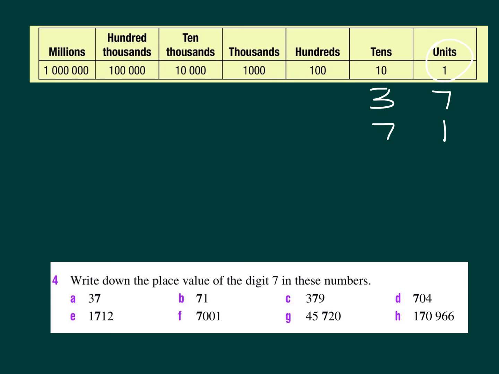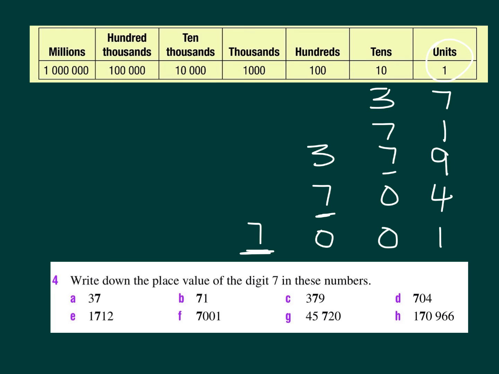What about 379? Place value of the 7, once again, is 70. What about 704? Well, the 7 is now in the hundreds column, so it is actually 700. And if we jump ahead, we go to 7001. What is the place value of the 7? Well, that's in the thousands column, therefore it is 7,000. That's its place value.